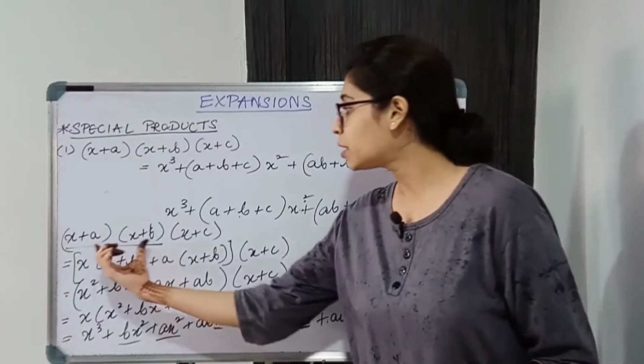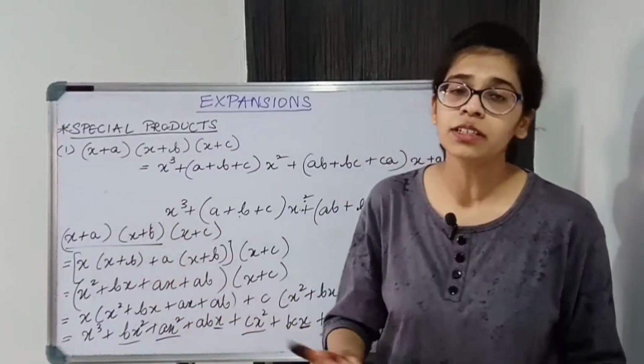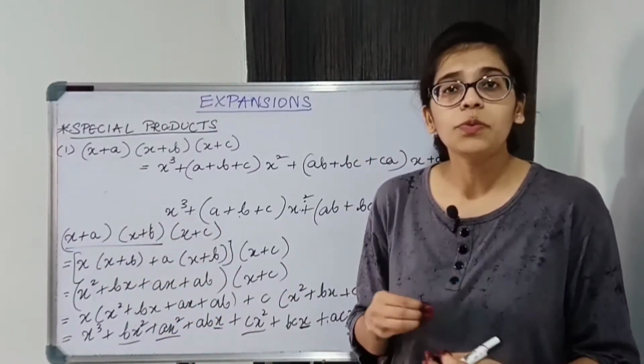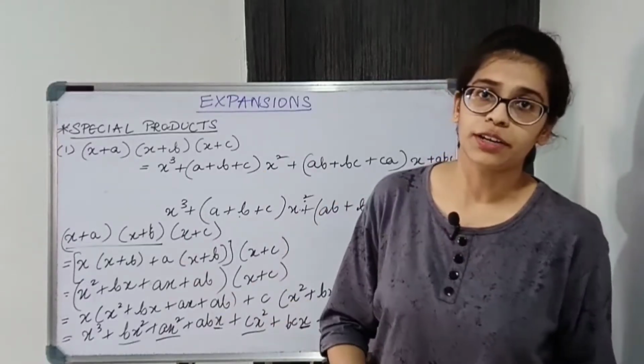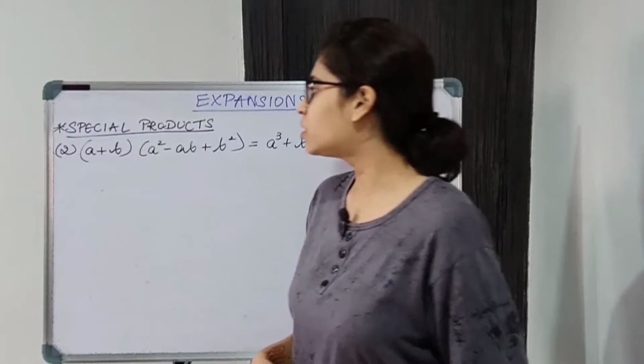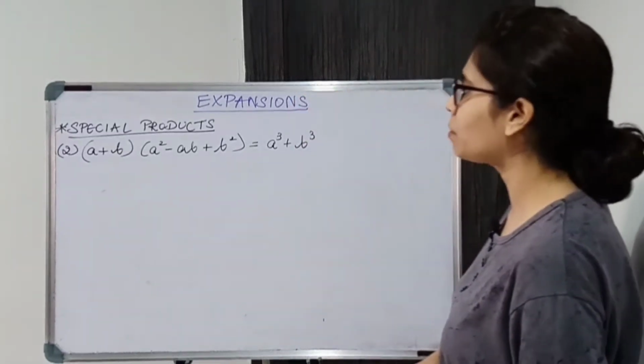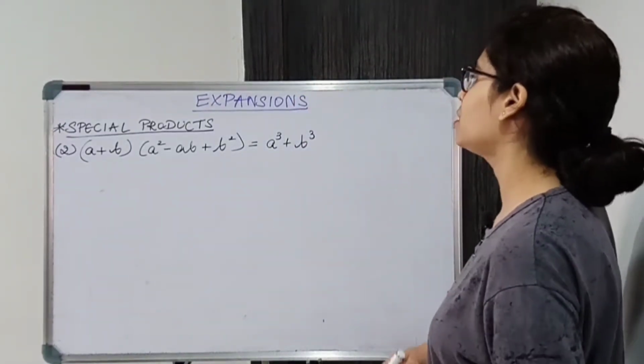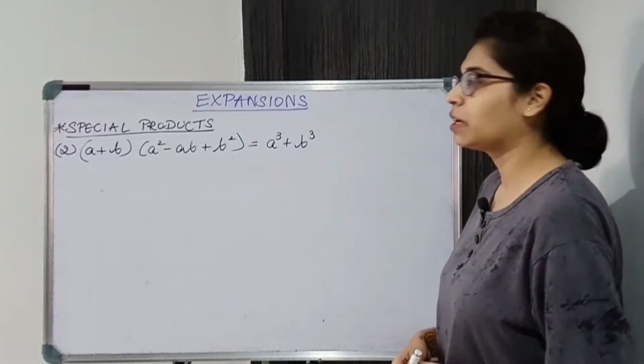Okay, so first we'll multiply the two brackets and then multiply it with the third bracket. Now we'll learn the second product. The second special product that we need to learn is (a + b)(a² - ab + b²) = a³ + b³.